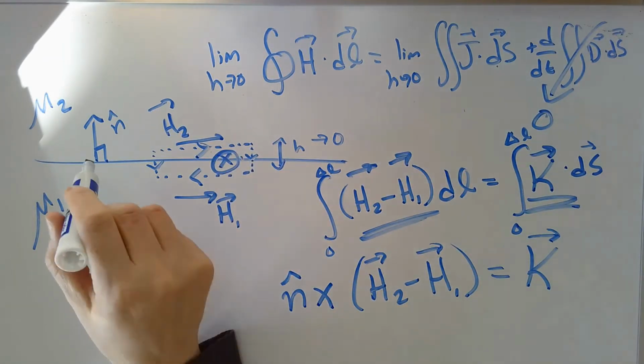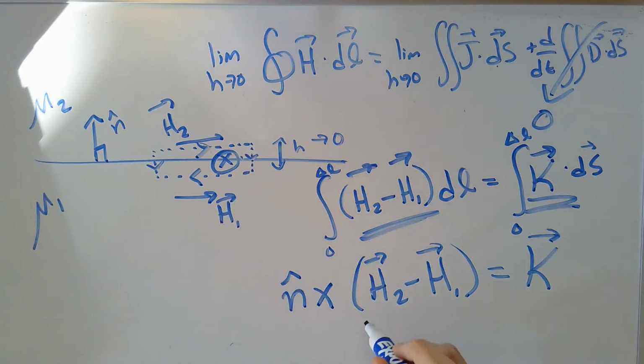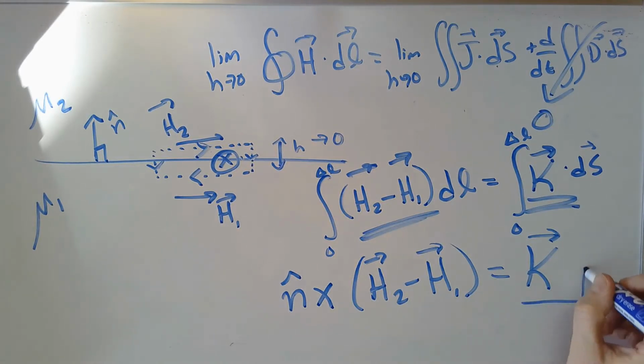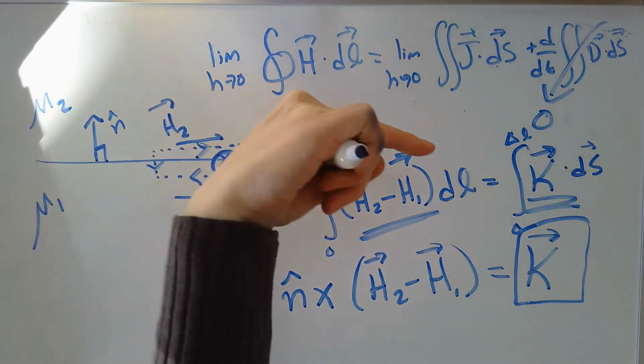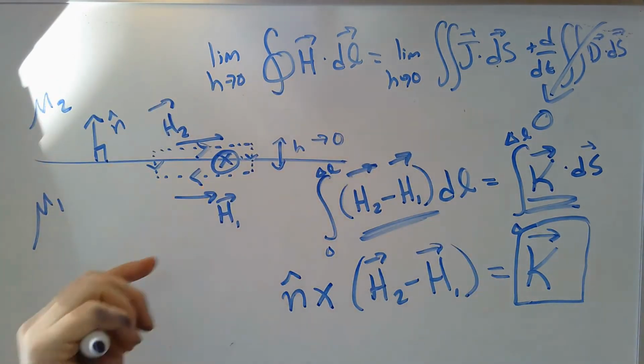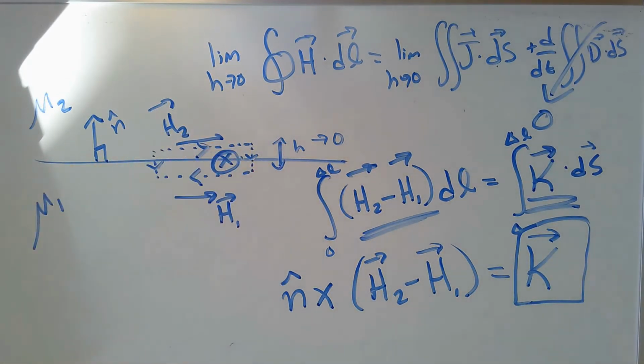Meaning that if your two materials are not conductive and there is no surface current there, then these things have to add up to 0. An important thing to note here is that this surface current is not in the same direction as the magnetic fields because of this cross product. So the magnetic fields are pointing to the right, or they're pointing to the left or something, and K is pointing into or out of the board.